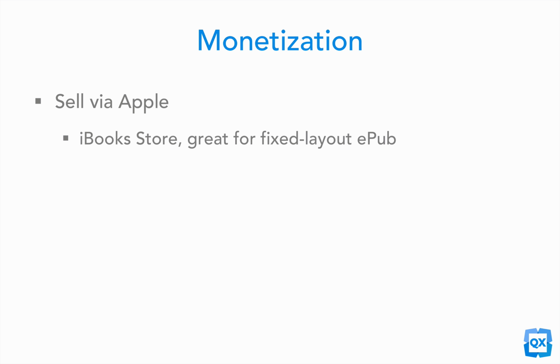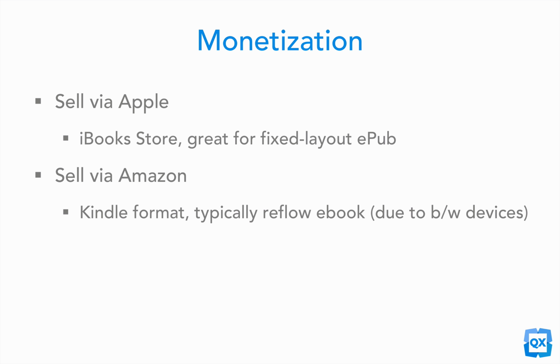So almost done with theory. Last thing to talk about, how do you want to sell your ebook? Do you want to sell your ebook? You just want to distribute it, or you want to make some money with it? Then you can decide to sell via Apple. Then the iBooks store is there. It's great for fixed layouts, the design-rich ebook type, which is an EPUB kind of type. Or you want to sell via Amazon, which is perfect for Reflow ebooks because of the black and white Kindle devices, which are made best for these kind of books.